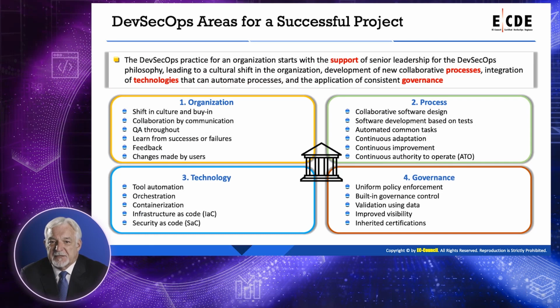There are these areas for a successful DevOps project, the 4 main things that are going to influence how well you do. DevSecOps practice in an organization starts with the support of senior leadership for the DevSecOps philosophy, leading to a cultural shift in the organization, development of new collaborative processes, integration of technologies that can automate processes, and the application of consistent governance. So within the organization, you have this cultural buy-in that has to happen in collaboration and communication.